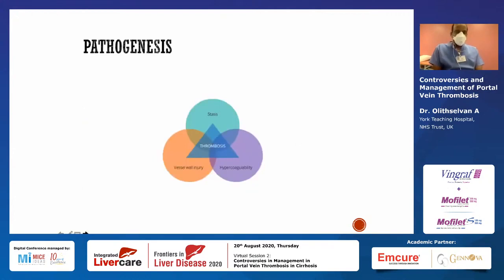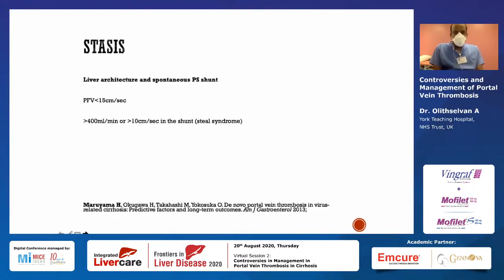Right, so moving on to the pathogenesis first. Thrombosis in any vein goes by the Virchow triad, that is a combination of stasis, hypercoagulability, or vessel injury in general. When we talk about liver cirrhosis, we know that the liver architecture is disturbed. The portal flow thus decreases because of the resistance, and once the portal flow decreases, there is stasis and then formation of clots. What has been shown in studies, and replicated in many other studies as well, is that when the portal flow decreases to less than 15 centimeters per second, there's a high chance of forming thrombus.